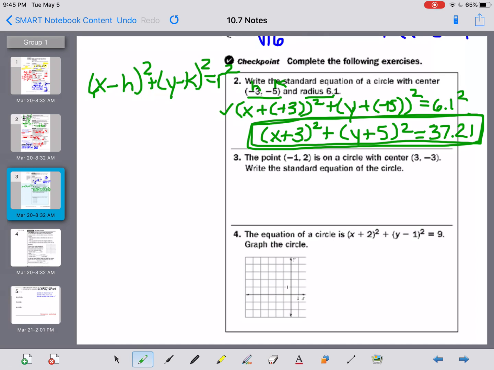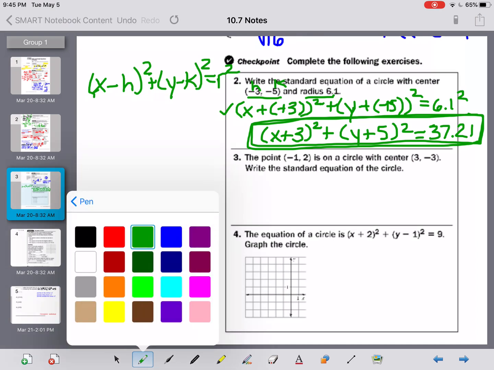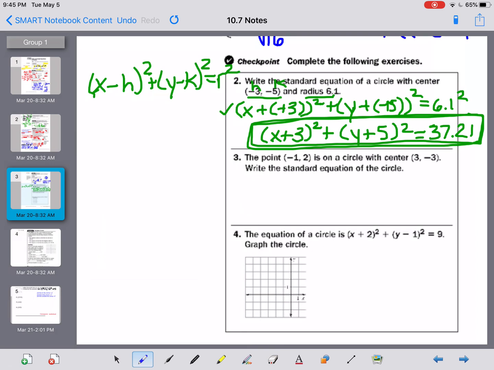All right. The point (-1, 2) is on a circle, and there's a center of (3, -3). Write the standard equation of the circle. We need two things, a center and a radius. I have my center here for my h, k. I do not have a radius. To find the radius, I'm going to need to take that distance formula again.